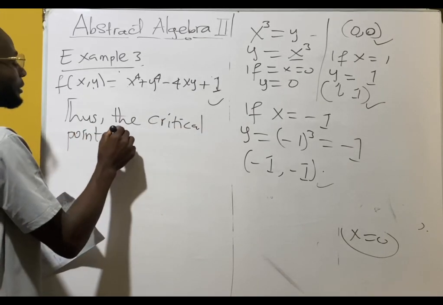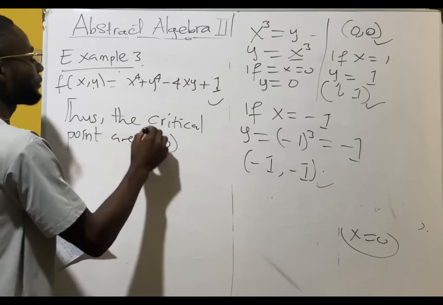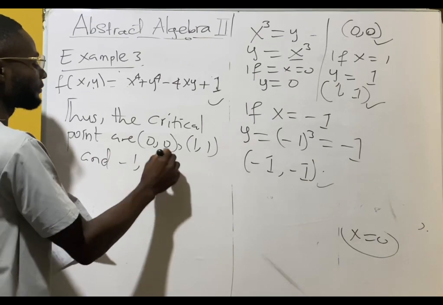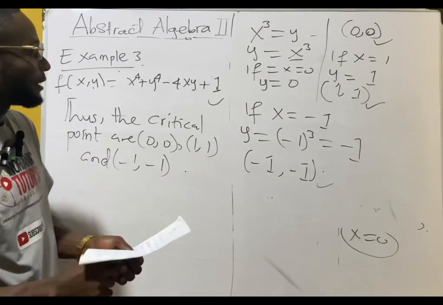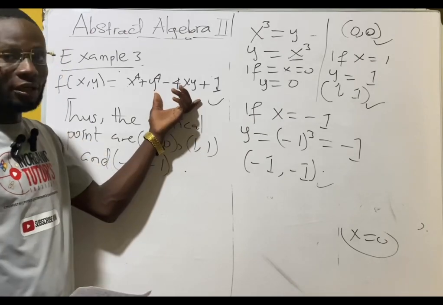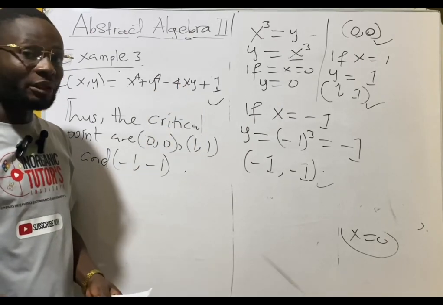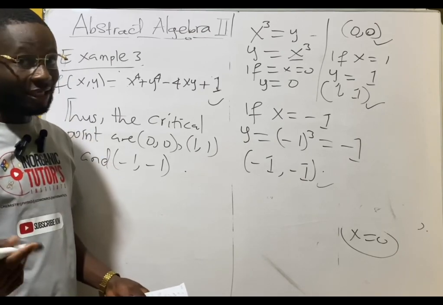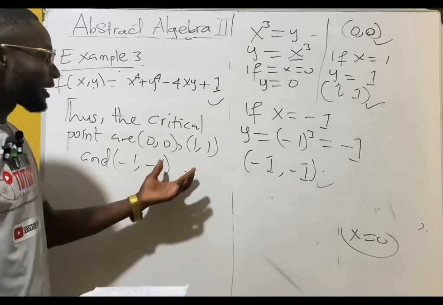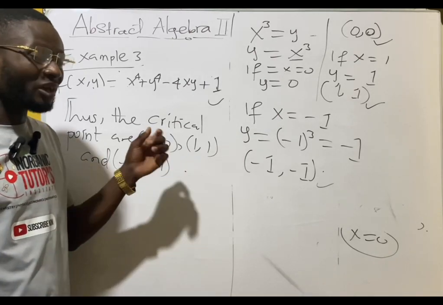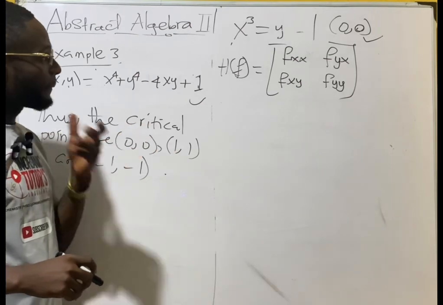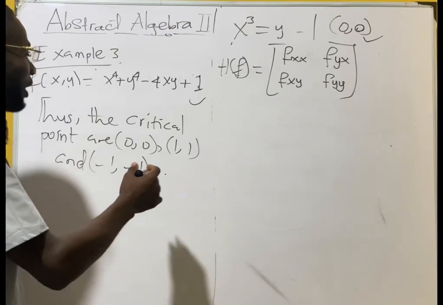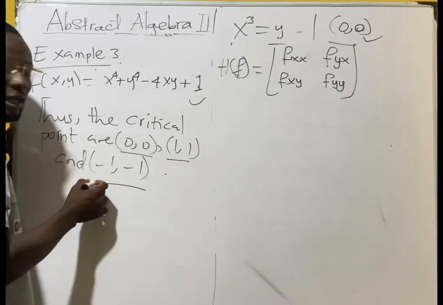The critical points are (0, 0), (1, 1), and (-1, -1). These are the critical points for this particular question. Now we want to determine whether each is a local minimum, a local maximum, or a saddle point. Since we have 3 critical points, we have to take each critical point and check it.